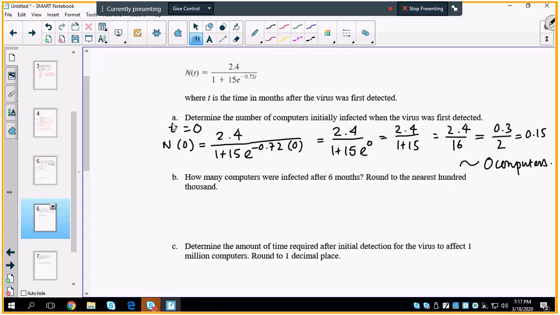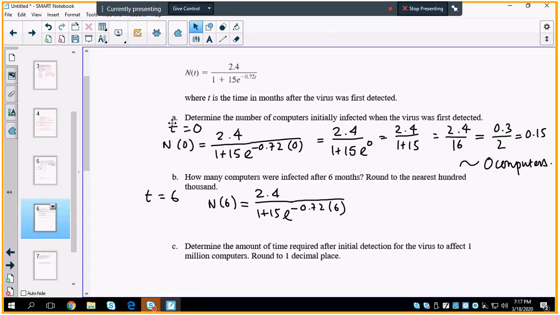How many computers are infected after 6 months? Round to the nearest 100,000. So now I'm going to use t equal to 6. So N of 6 is what I'm looking for. So I get 2.4 over 1 plus 15 e to the power negative 0.72 times 6. And as in the last problem, we're going to answer this by putting the information in the calculator and rounding to the nearest whole number.